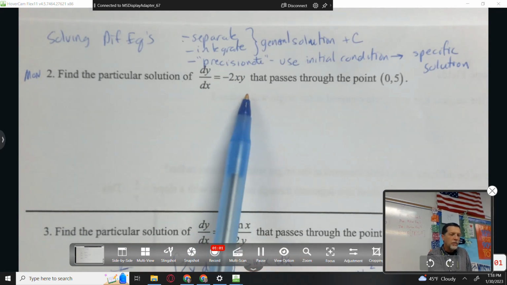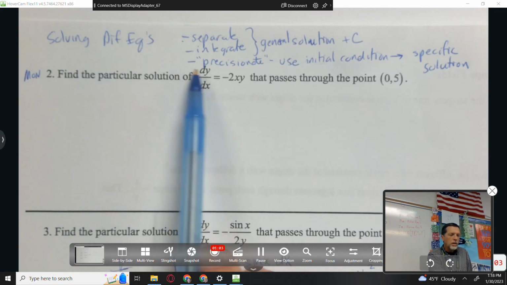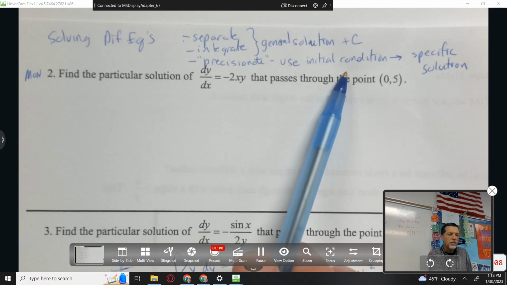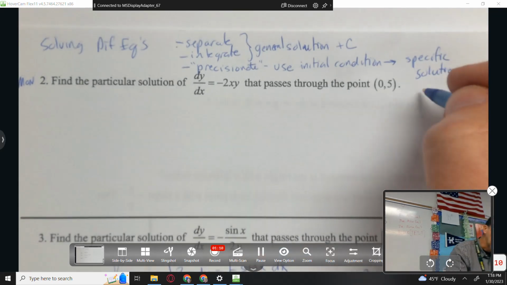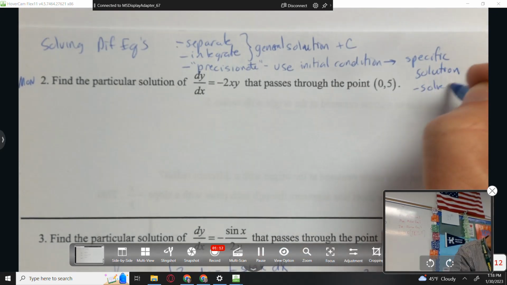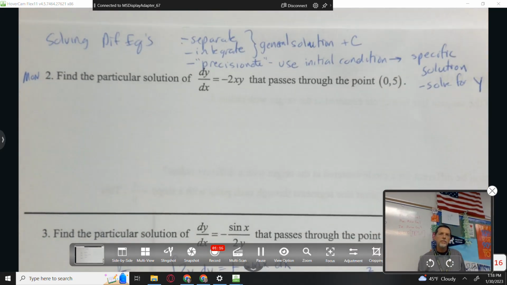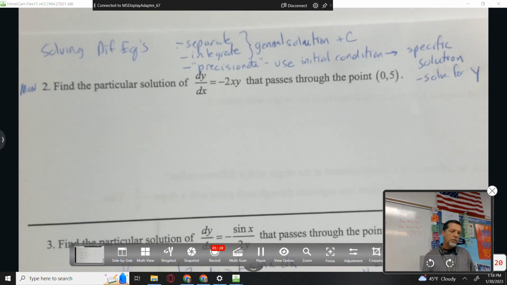Today, I think we're going to focus on the tricky part, which is using that initial condition. And I guess the last step is solve for y. Sometimes that's easy, sometimes it's built in. Anyway, let's do number 2.